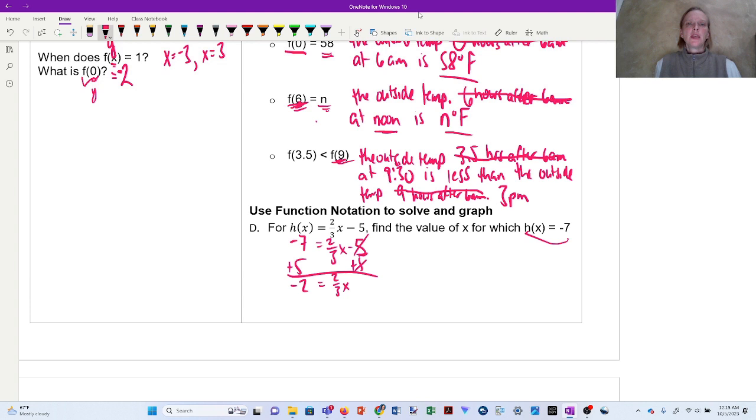The next step for getting x all by itself is to get rid of the 2/3. The 2/3 is multiplying the x, so I want to divide both sides of the equation by 2/3. Of course, when you divide both sides of the equation by 2/3, what you're actually doing is multiplying by the reciprocal. When you divide by a fraction, you end up multiplying by the reciprocal. So when I say that I'm dividing by 2/3, what I'm actually doing is multiplying by 3/2.